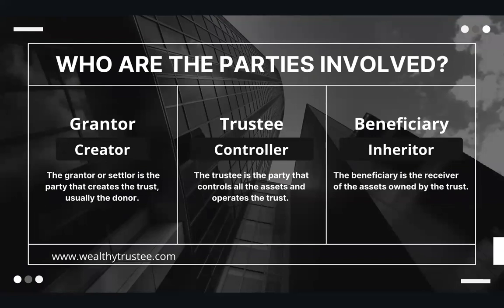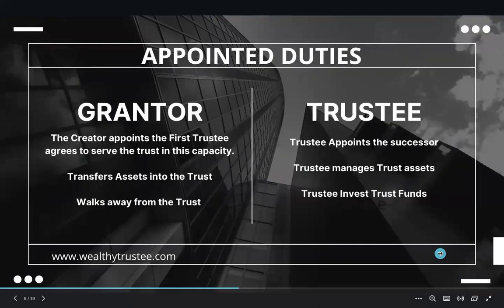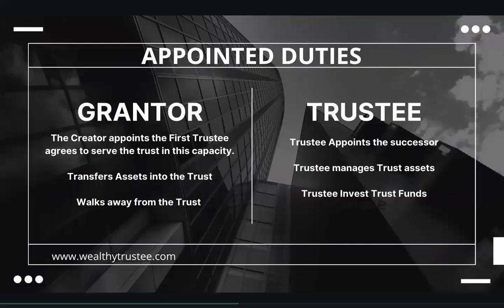And then the beneficiary, they are the receivers of the assets, right? So they have what we consider beneficial interest. They're the ones benefiting from the trust, okay? So, appointed duty. The grantor is the creator of the trust, and they're going to appoint the first trustee. They are going to transfer any assets into the trust, and that's optional. And if it's an irrevocable trust, then they pretty much walk away from the trust.